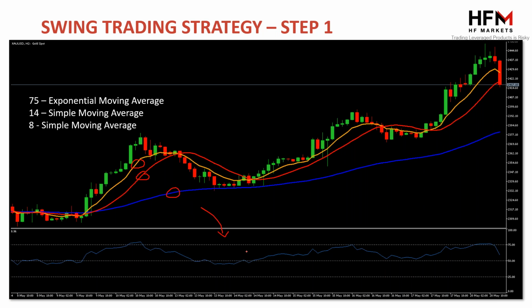Then we've got the relative strength index, ladies and gentlemen. We're looking at 3 areas: 75, 50, and 25. Now, what's the first step, ladies and gentlemen? We want to take advantage of the swings.